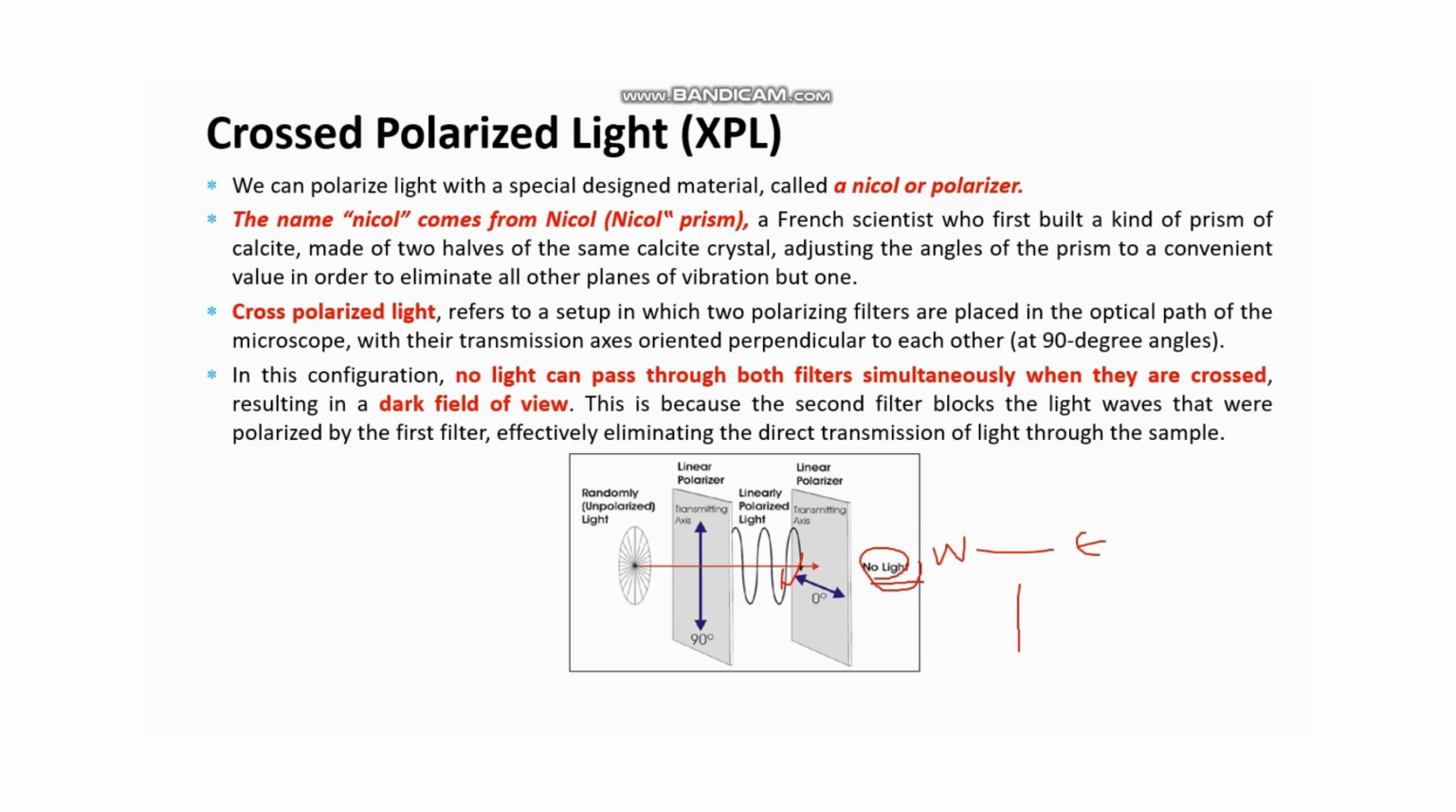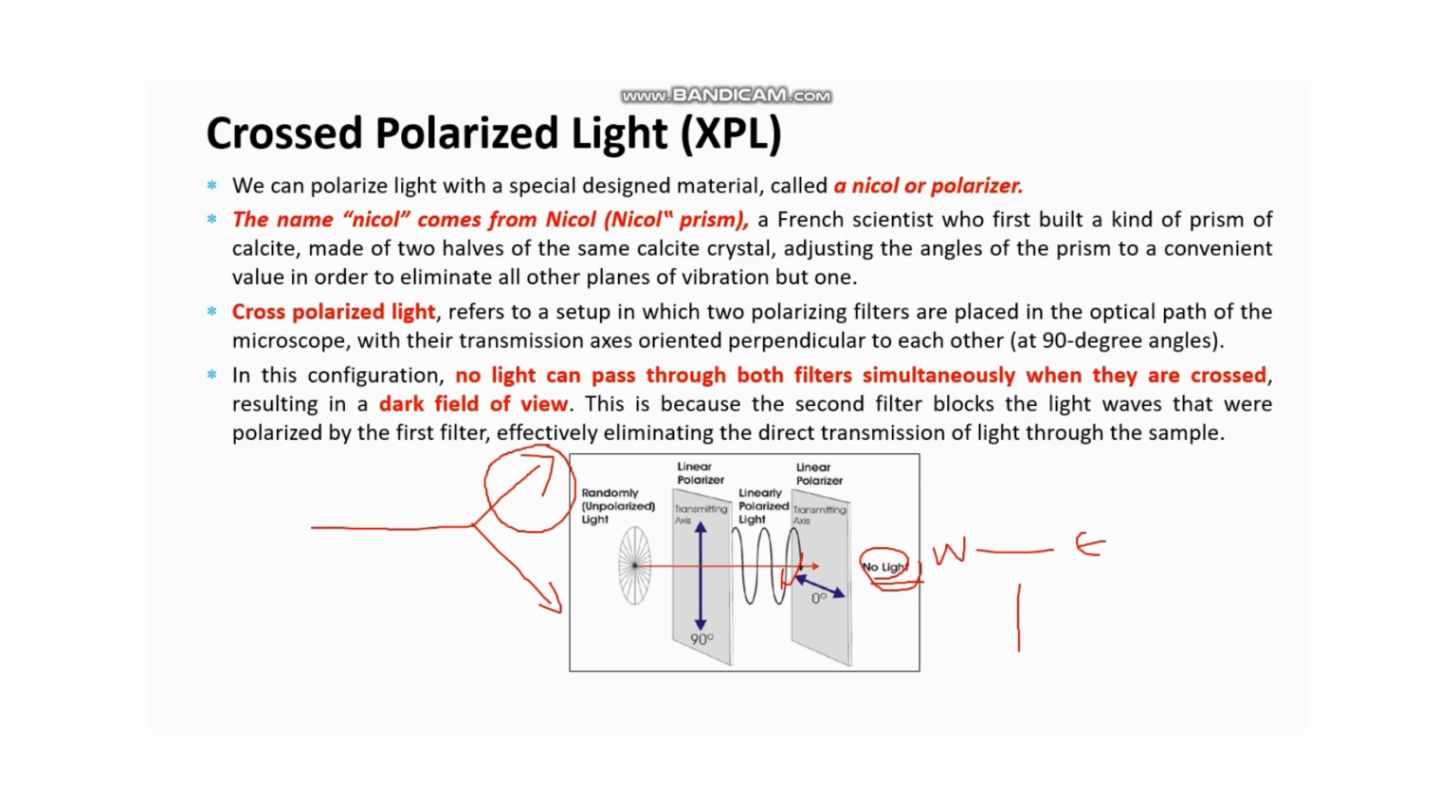It means even if no light comes out of the upper nicol, we can still observe birefringence under XPL for anisotropic minerals, because these minerals are able to produce two different rays with different velocities. So even if the second polarizer were to block this light, this one will still be seen, which is why under cross-polarized light, anisotropic minerals can still be observed.